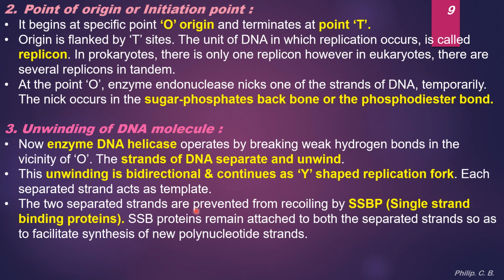or in simple words, the copy. The two separated strands are prevented from recoiling by SSBP, that is single stranded binding protein. So the recoiling is prevented by the single strand binding proteins. SSB proteins remain attached to both the separated strands so as to facilitate synthesis of new polynucleotide strands. So this protein prevents them from rejoining, and also it helps in the synthesis of the new strand being formed.